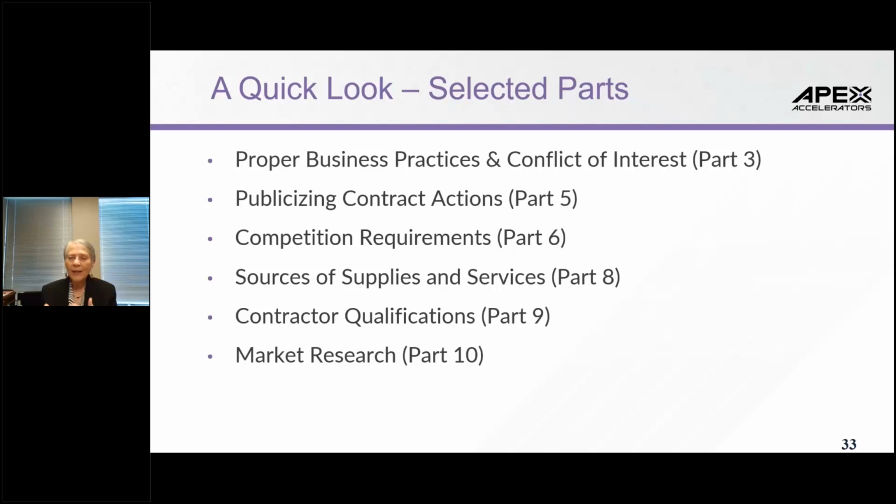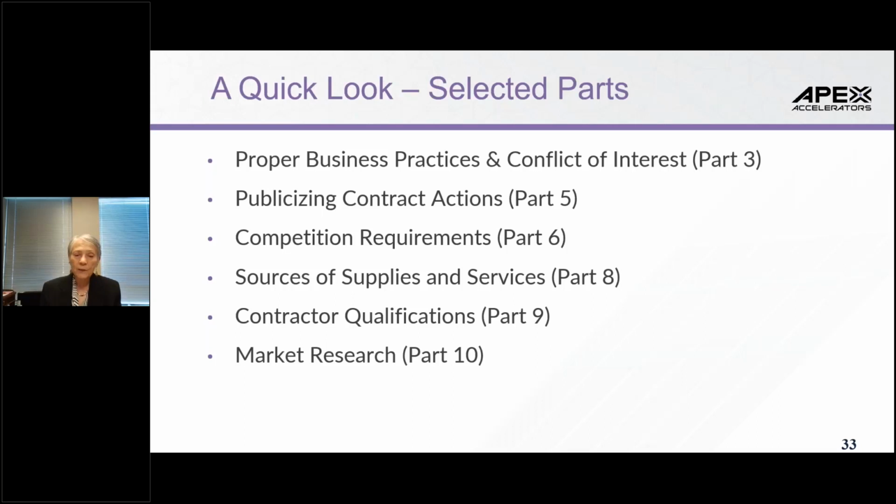So we're going to just glance through the topics on some of the parts that I think would be of the most interest to you. First is proper business practices and conflicts of interest. That's in FAR Part 3. Publicizing contract actions is in FAR Part 5. So if you want to know anything about why they publish some things and some things may not appear in SAM, this is where you could look. Competition requirements are covered in Part 6, and that will include the exceptions to competition, which would allow for sole source or other mechanisms. Sources of supplies and services, and that's going to address the priorities of where they get their supplies and services.